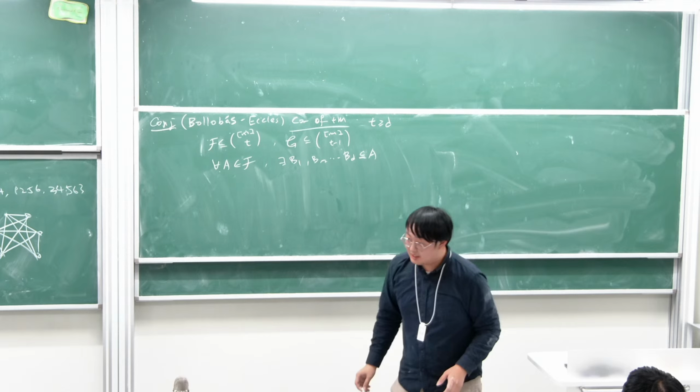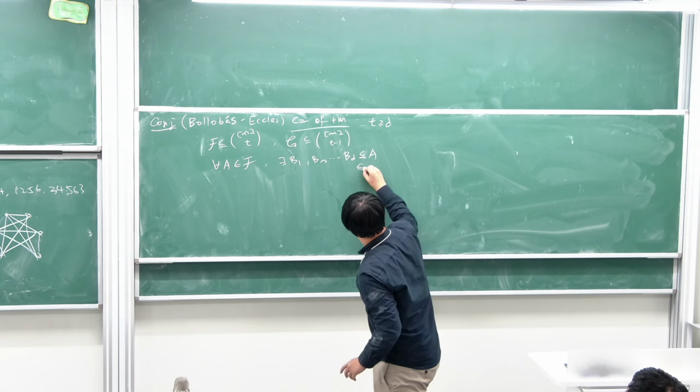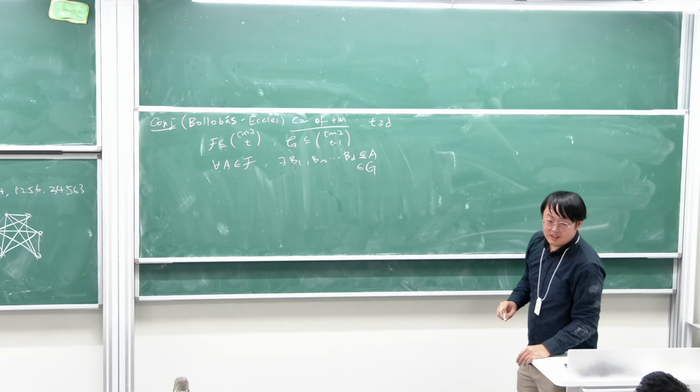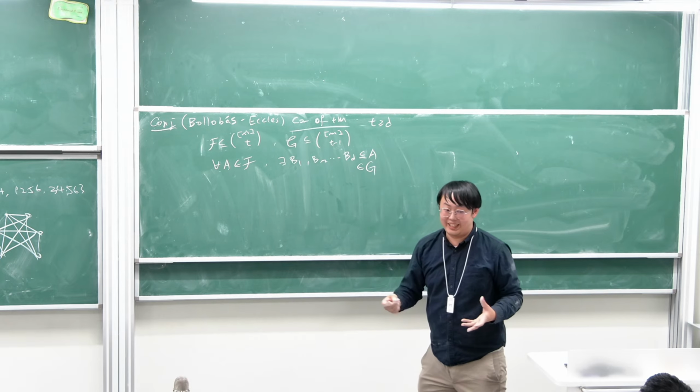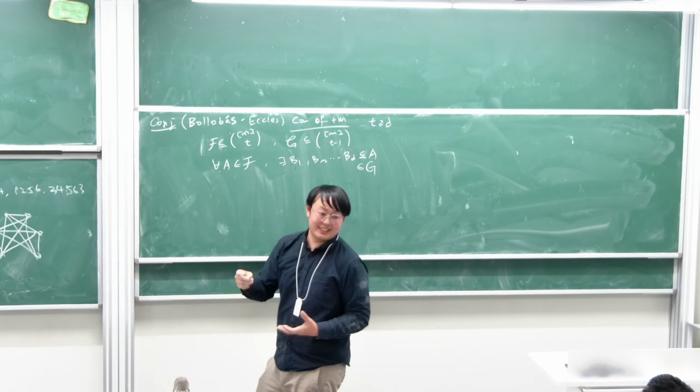So b1 up to bd are chosen from G, right? They're also in G. And does every element from G need to be a subset of something in F? If G is larger, then I'm just enlarging the left-hand side, and that doesn't really matter.